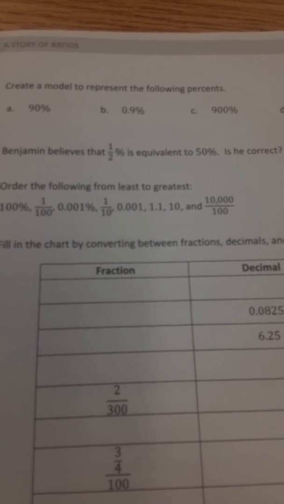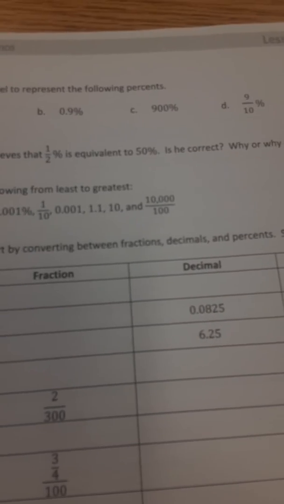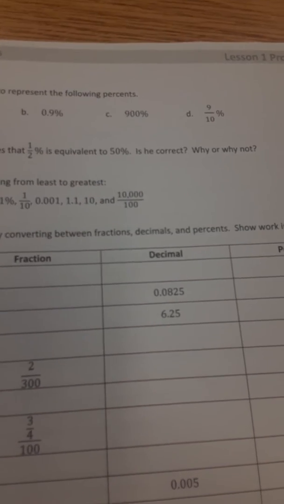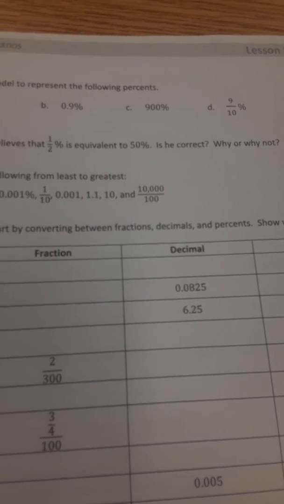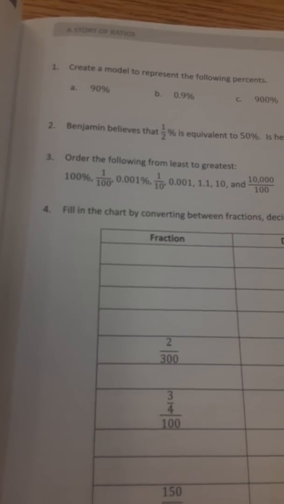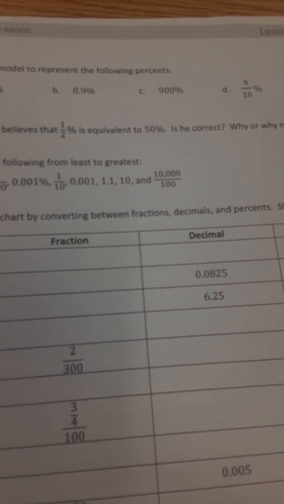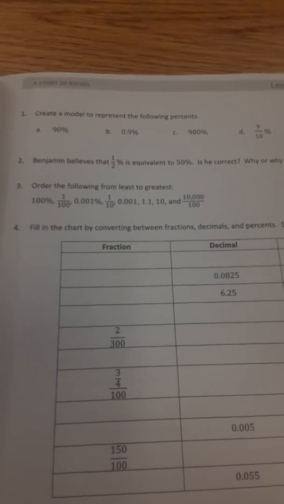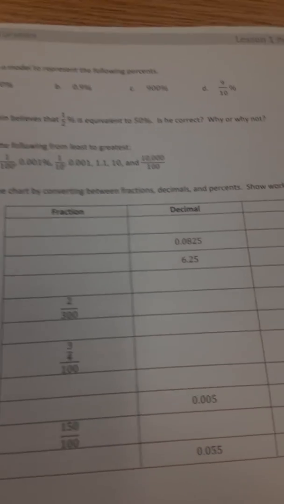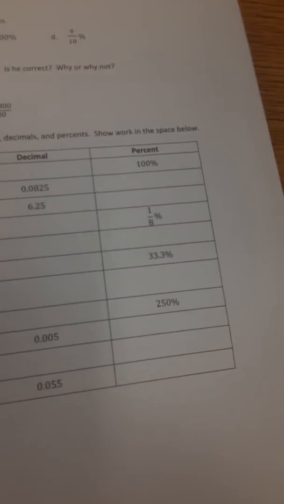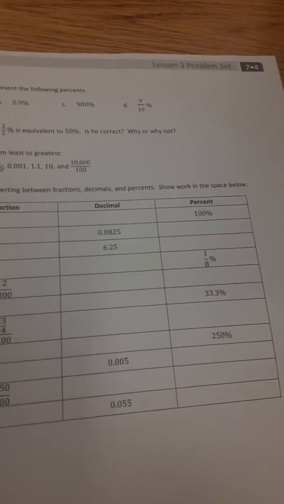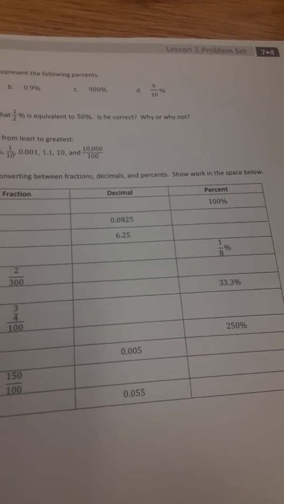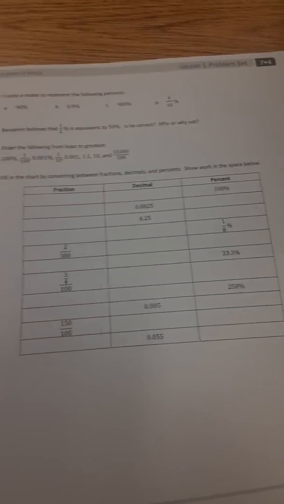On these, it says create a model to represent the following percents: 90%, 9/10%, 900%, 9/10%. Yeah, you're just creating a model for me, a tape diagram. Benjamin believes that 0.5% is equal to 50%. Is he correct? Why or why not? Again, this is just me seeing what you can do. Certainly will help you with any of these needed. And then a big chart here. So take your time on this. You have questions, send me an email. We'll get together. All right.